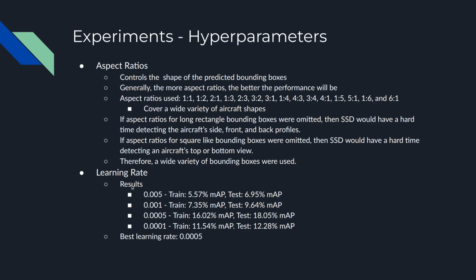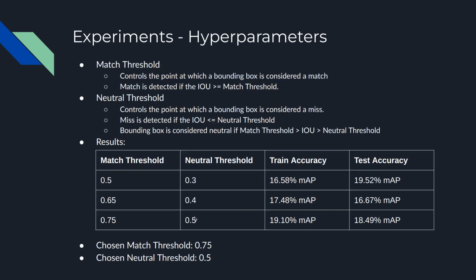We varied the learning rate here, and we found that 0.005 gave us the best performance. We also experimented with the match threshold and neutral threshold. Basically, anything above the match threshold is a match. Anything below the neutral threshold is a miss. Anything in between is just not counted. It's neither a miss nor a hit. And we found that 0.75 and 0.5 gave us the best performance here.